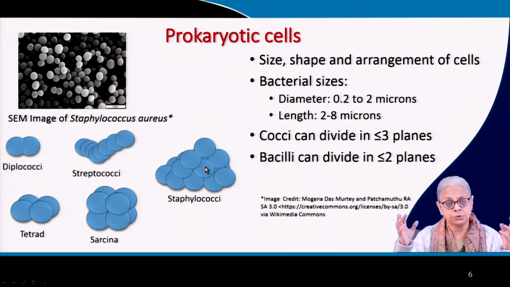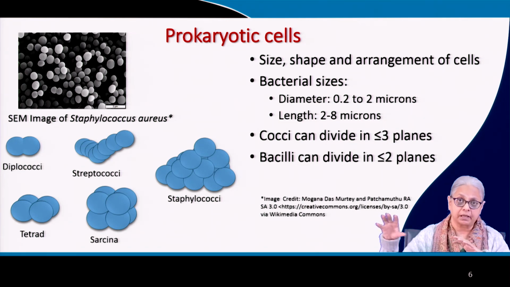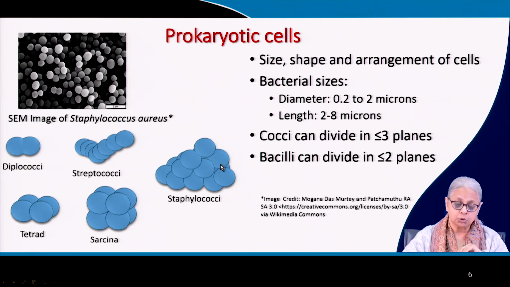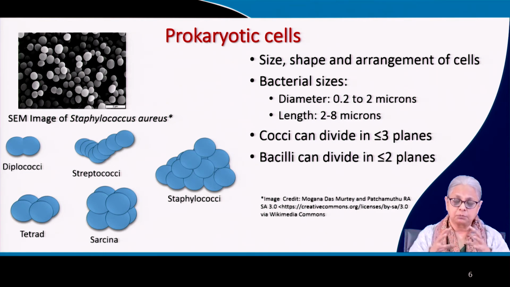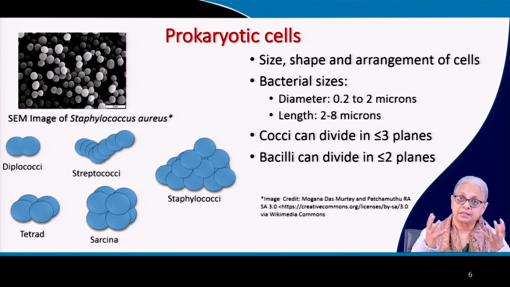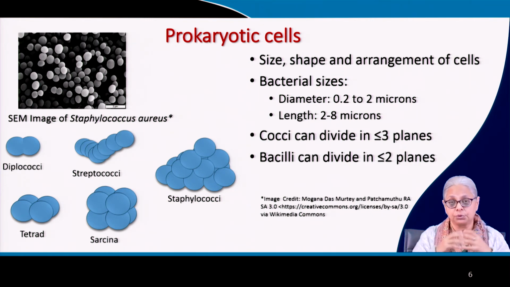And if it continues to divide over a long period of time, but the cells don't break away, they create what is called staphylococci. So after a small amount of time, a few generations, this becomes staphylococci because you get an amorphous mass of cells. It's a cluster of cells and they have divided in all three directions. So you get this amorphous mass.